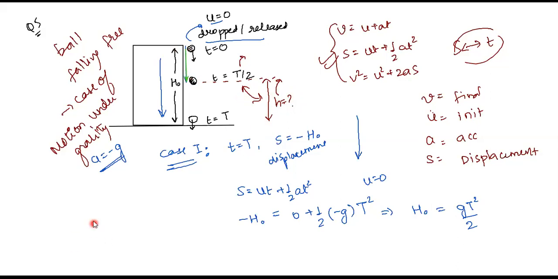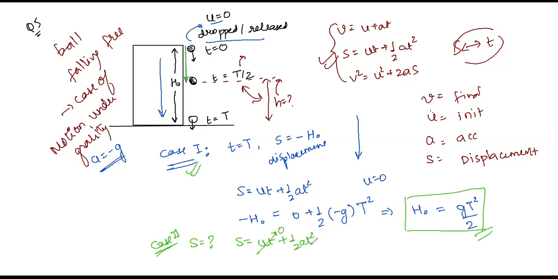So let us find what is the displacement s. This is case 2. So two cases, from one case we developed a relation, right? And in the second case we'll use this relation. See how. We have to find s, and we know the formula, s is equal to ut plus half at square. Again u is 0, this term cancelled.